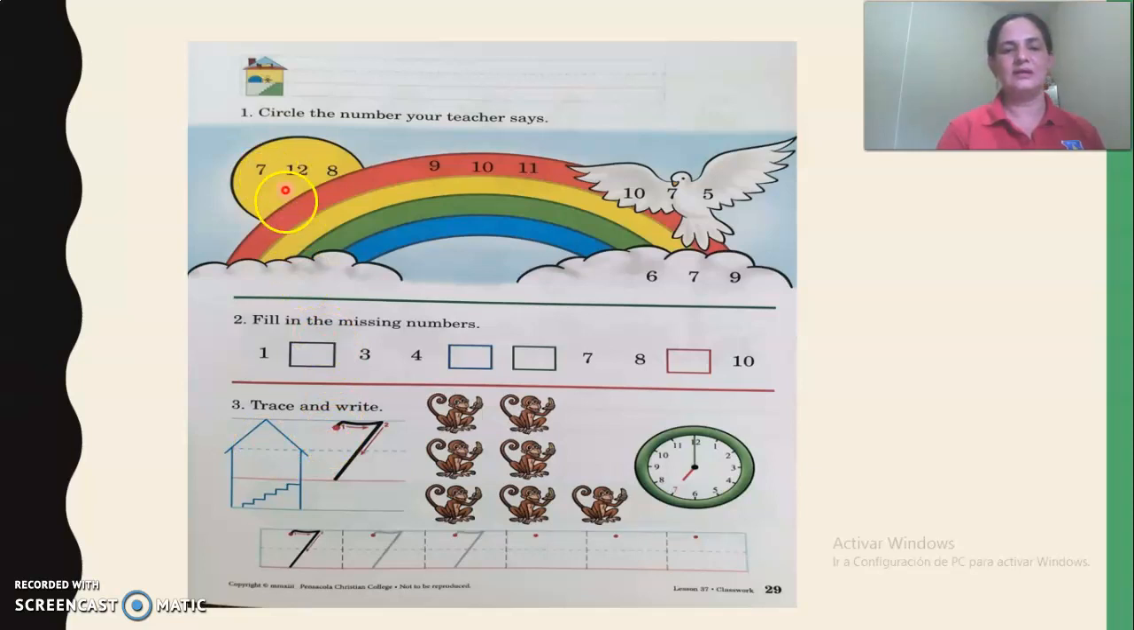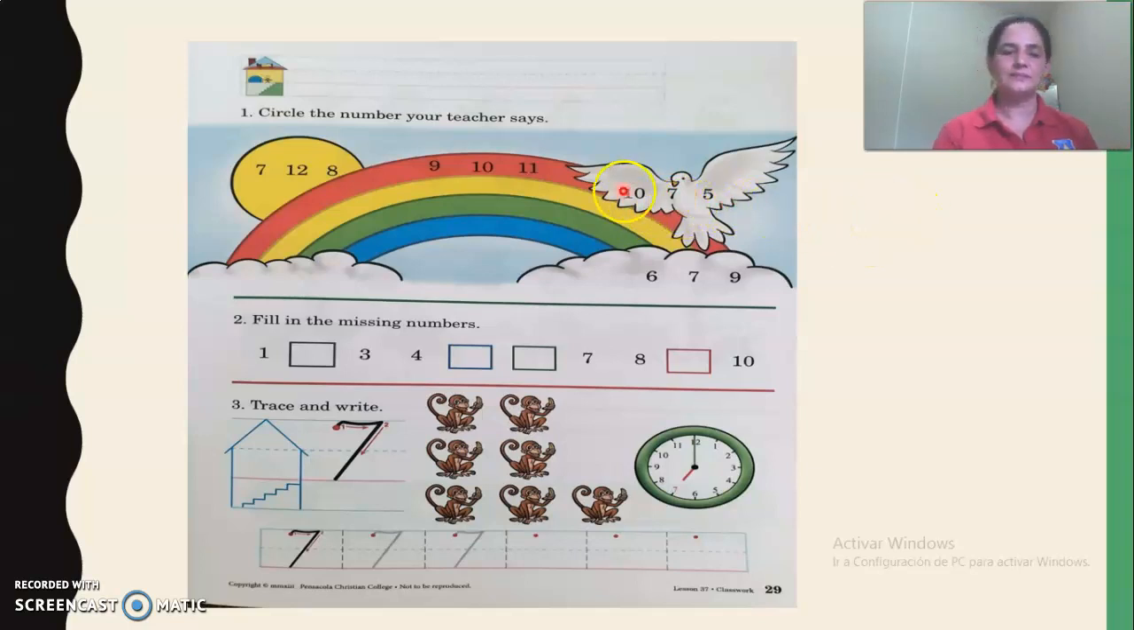Alright. Listen, we have a sun here. In the sun, we have the numbers 7, 12, 8. In the rainbow, we have the numbers 9, 10, 11. And we have a dog here. In the dog, we have the numbers 10, 7, and 5.